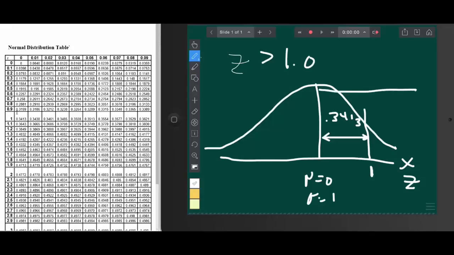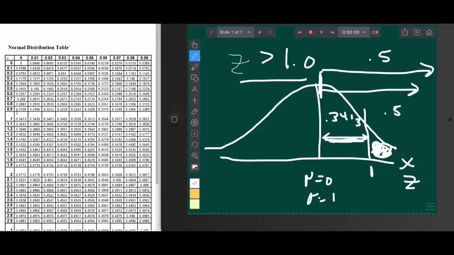Above there would be 0.5 minus 0.3413, because we know this is a perfectly symmetric distribution. We're interested in this area, greater than 1. From the mean all the way up is 0.5, but from here to here is 0.3413. So the area here is 0.5 minus 0.3413, which is 0.1587.